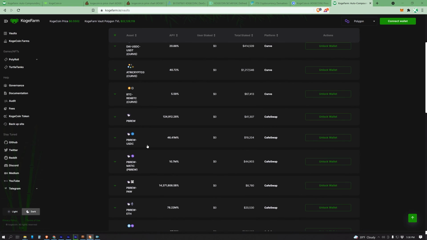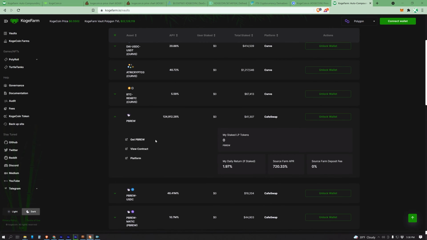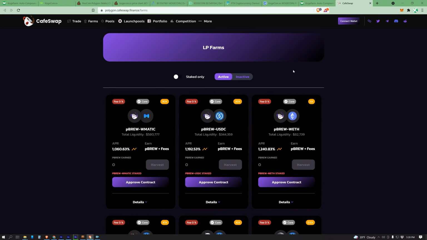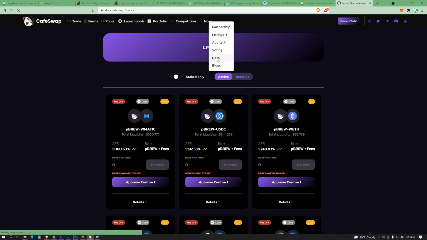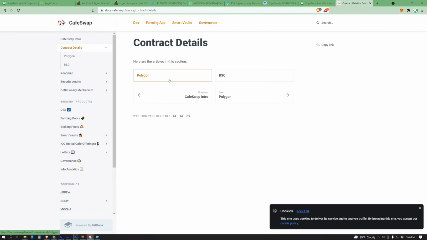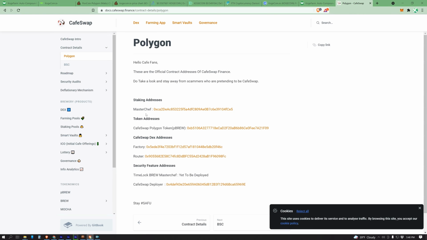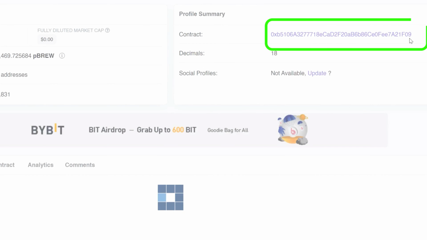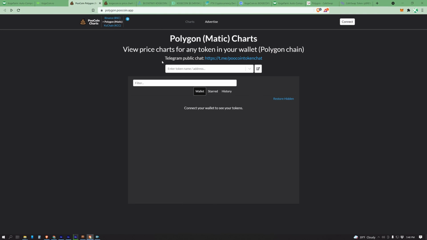For example, if you wanted to check the price of P-Brew, go to their website. Normally they keep contract addresses in the docs. Let's see if we can find those. There we go, the docs. Contract details, yep, this is looking good. Contract details for Polygon, not the Master Chef. Yeah, token addresses right here. That way we know that we are looking at the correct contract address for P-Brew. I'll copy that and paste that into KogeCoin.